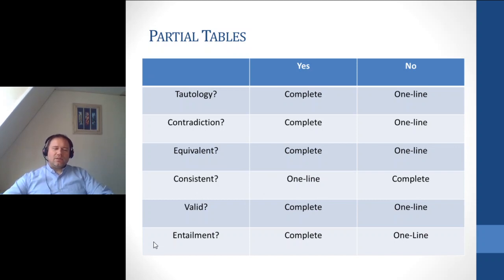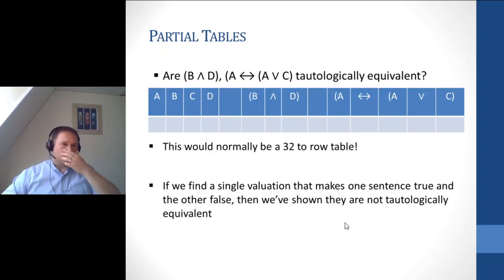Similarly, when we think about validity or tautological entailment, to show that an argument is valid or that a tautological entailment relation holds, we need to have the whole table. To show that it's not, we just need one valuation where our premises are true and our conclusion false. So let's go through an example to highlight this. Let's take our two sentences: B and D, and A if and only if A or C. I want to ask, are these two tautologically equivalent? To answer this with a complete table is going to take a 32-row table.